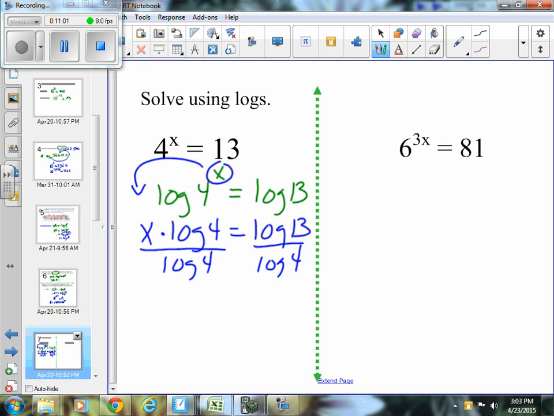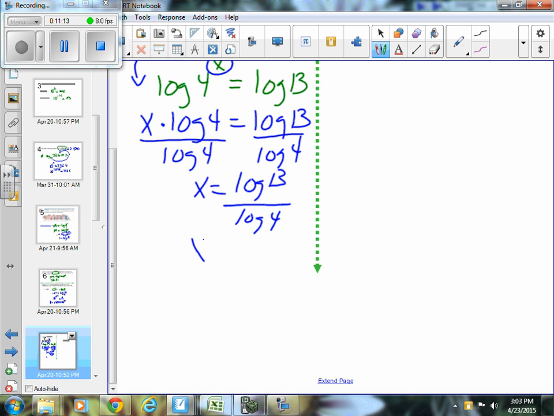So you're able to actually type this all in one step on your calculator. Log of 13 divided by log of 4. Notice that's log of the number, divided by log of the base. So I'm doing kind of that same process over and over again. For this one, I got about 1.85.